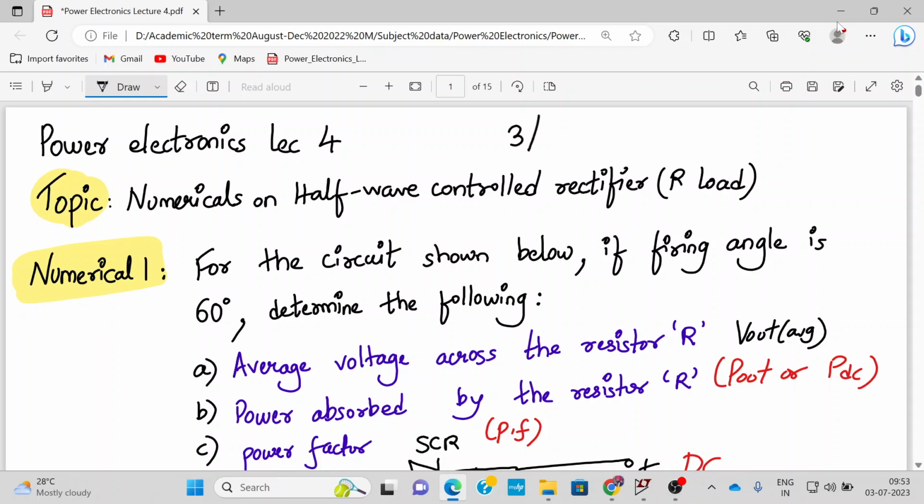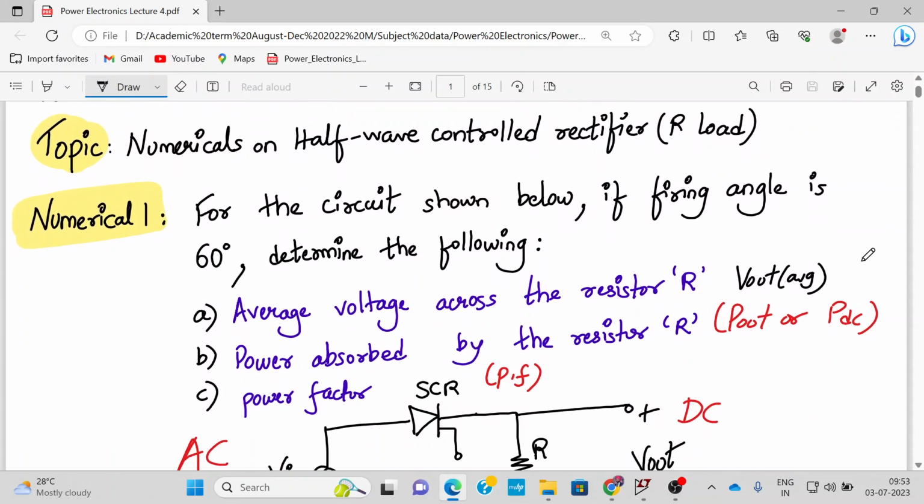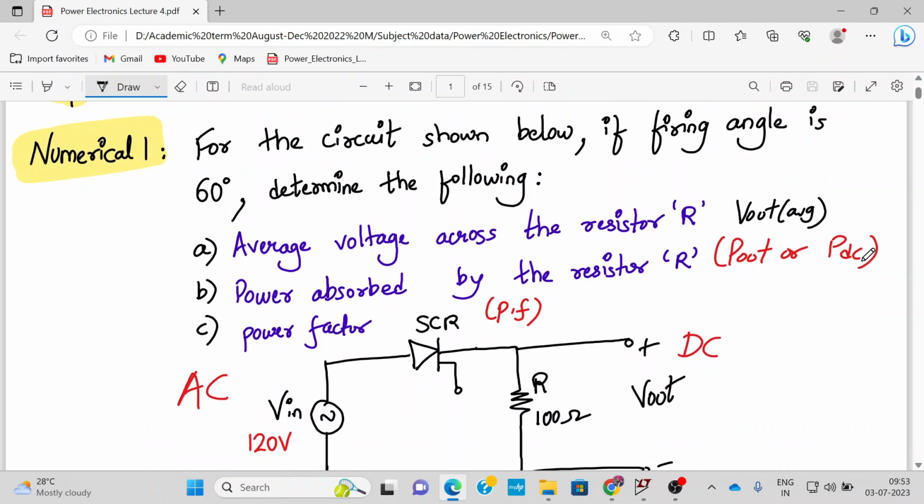Today's date is 3rd July 2023 and today's topic which we are going to discuss is numerical on half wave control rectifier using resistive load. Last time we analyzed the circuit and observed the waveforms for a half wave control rectifier. So let's begin with numerical number 1.